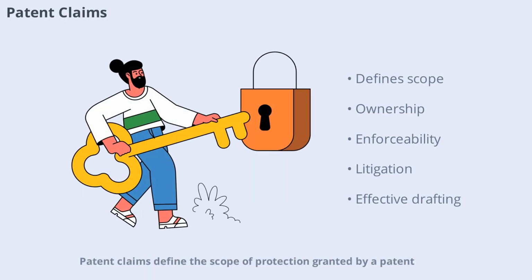Patent claims define the scope of protection granted by a patent. They specify what the inventor owns and what others cannot use without permission. Drafting clear and precise claims is vital as they determine the patent's enforceability. In this scene, we'll discuss how claims are structured, their importance in patent litigation, and strategies for effective claim drafting. Understanding claims helps inventors maximize their patent's value.